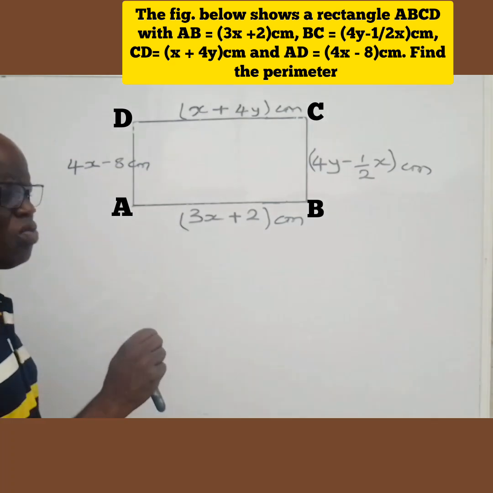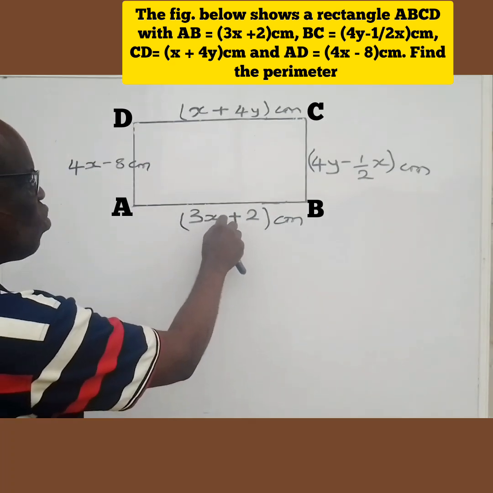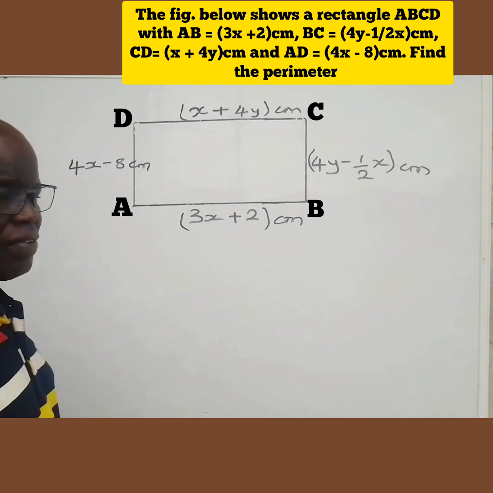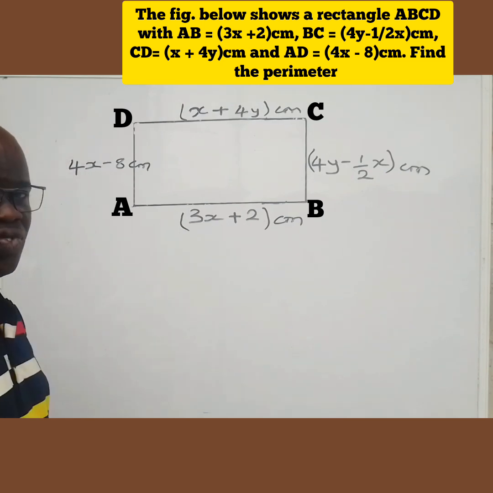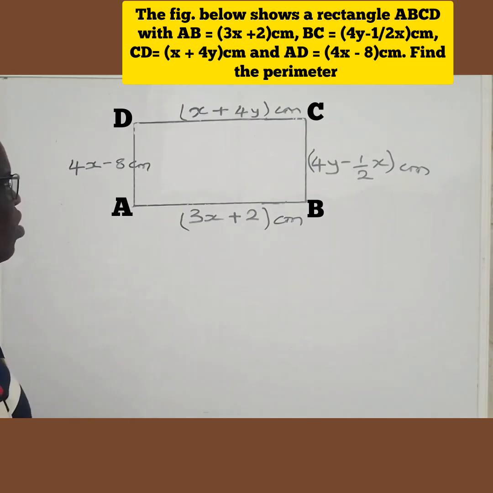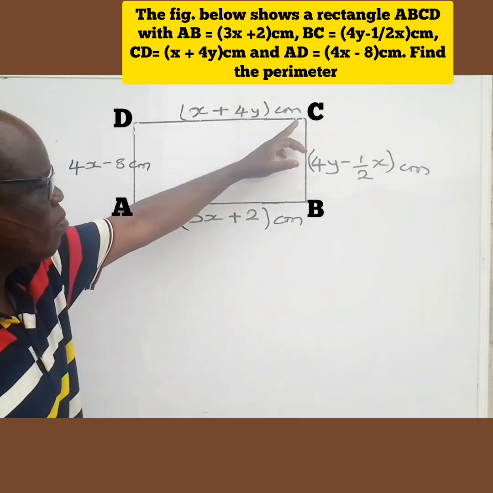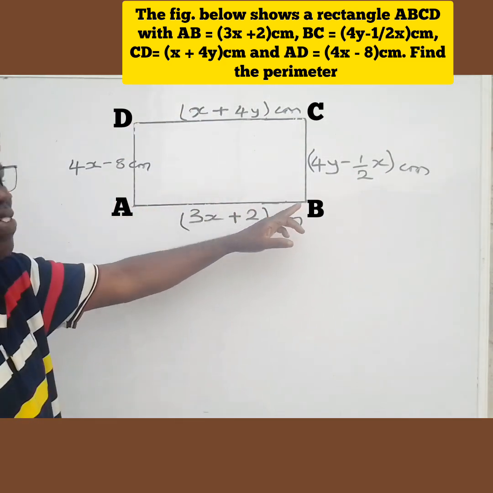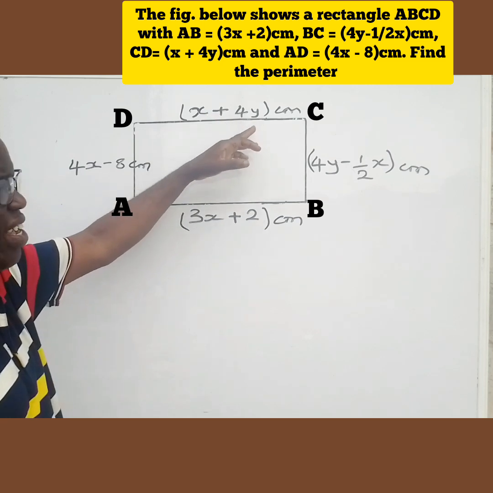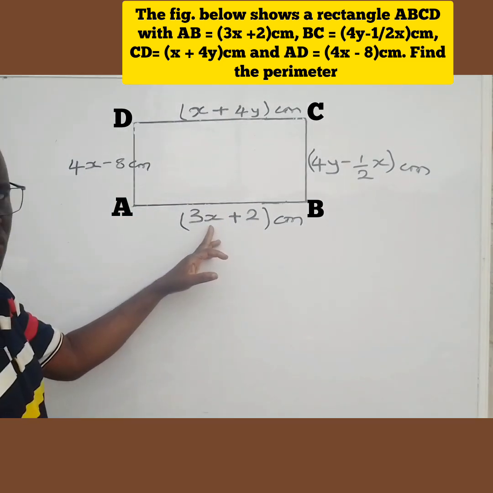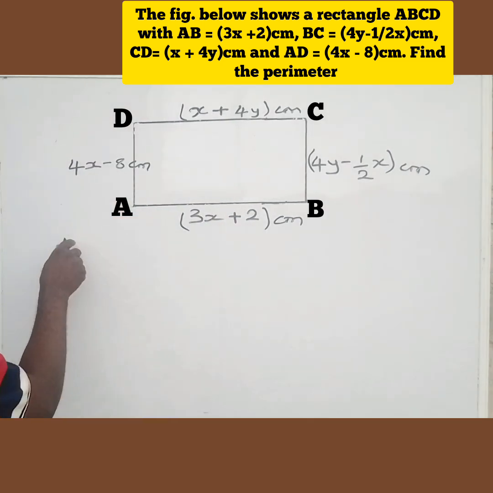And for us to be able to get the value of x and y, we have to resort to the formation of equations. So the first equation has to do with this and this, because the length from here to this place is the same as the length from here to this place, which means x plus 4y is equal to 3x plus 2. So let's write that one down.